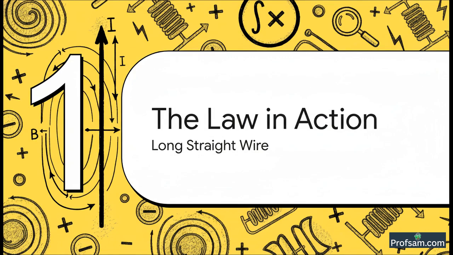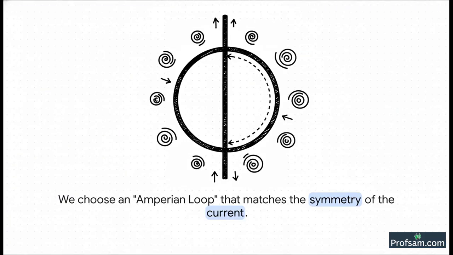Okay, theory is one thing, but let's see how this law actually works. We're going to take a classic, very common exam question, finding the magnetic field of a long, straight wire carrying a current. This is where Ampere's law truly becomes our best friend. Right, so the first and most important step is to choose an imaginary loop. We give it a special name, an Amperian loop.